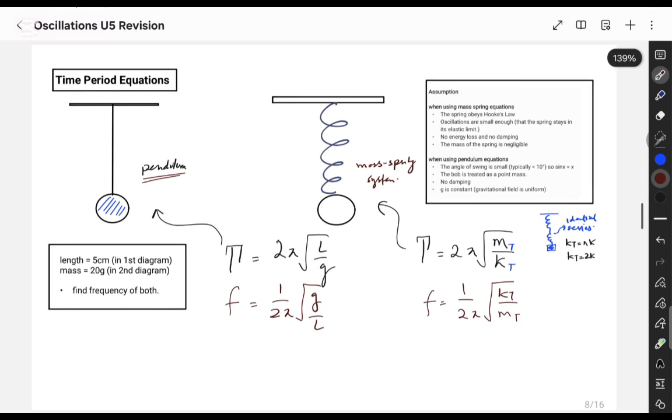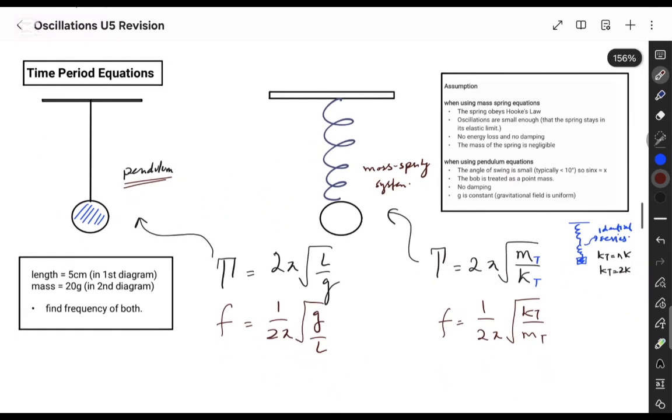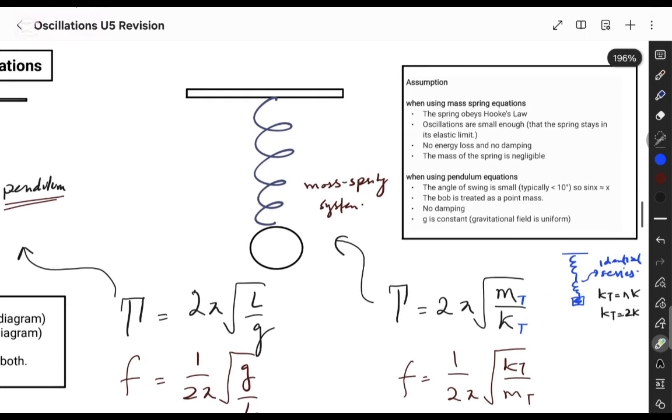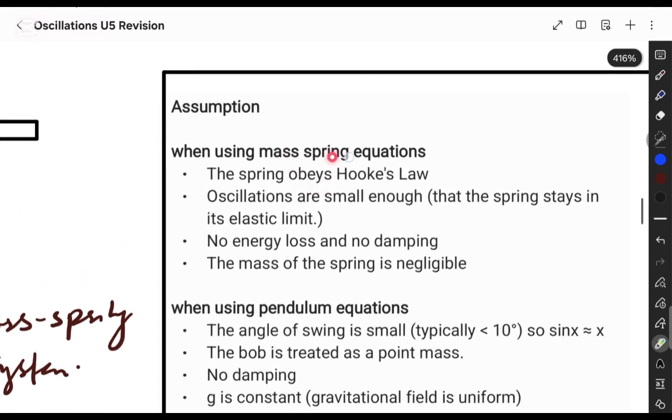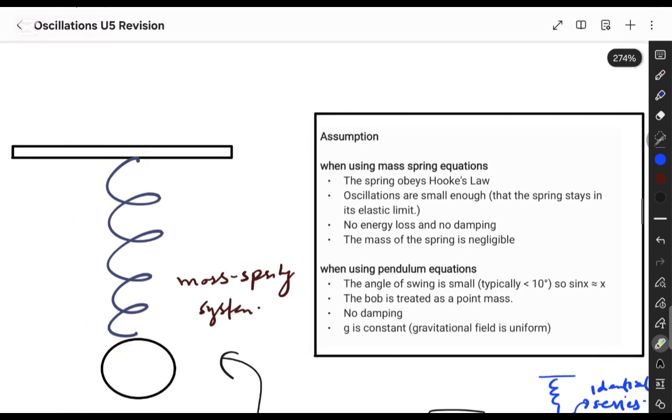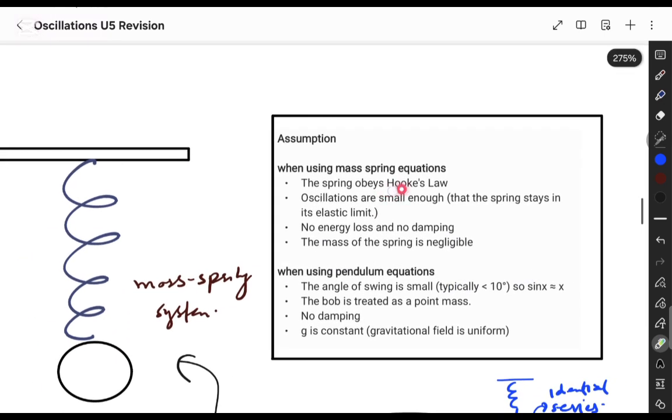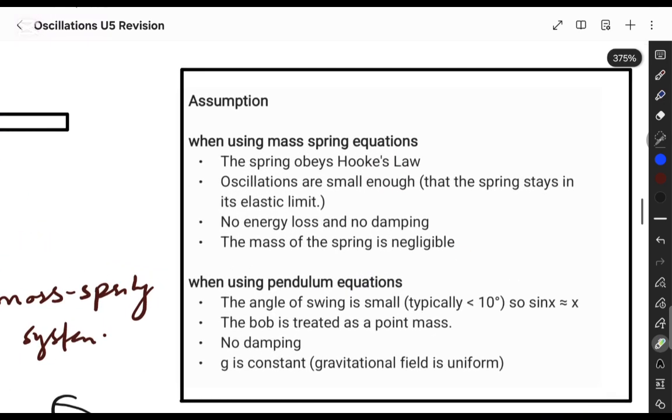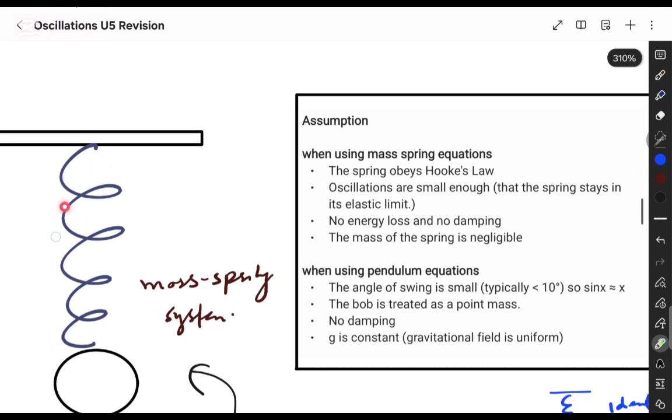Okay, and then some assumptions when we're using these equations. This might pop up in your unit 5 or unit 6. Whenever you're using mass spring equations, remember that we assume the spring obeys Hooke's law, and we assume that the oscillations are small enough so that the spring stays within its elastic limit. It doesn't plastically deform, where Hooke's law would no longer be obeyed. And we assume that there's no energy loss, no damping, and the mass of the spring is negligible.